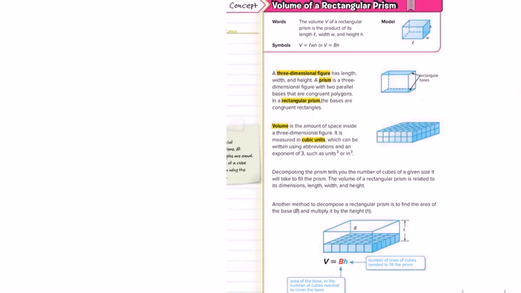Volume is the amount of space inside a three-dimensional figure. It's measured in cubic units, which can be written using the abbreviation and an exponent of 3, such as units to the third power or inches cubed, is how you would say that.